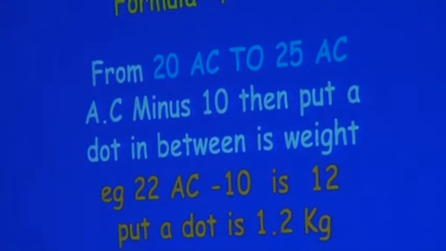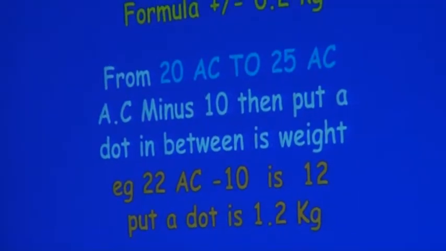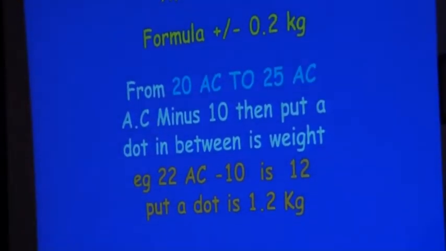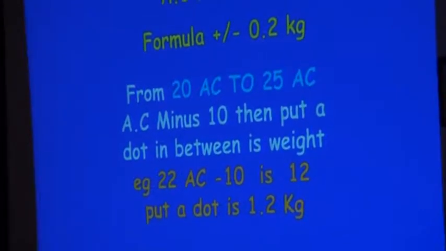The AC weight formula is very simple, from 20 to 25 abdominal circumference. Minus 10, put a dot, becomes the weight of the baby. On the screen you are making the diagnosis. Why are you doing this on the screen? If you took the images and sent the patient out, saying wait, I'll give you the report in the evening, and the patient went away, and there was a discrepancy, you call the patient again, you wasted your time and the patient's time. If you know these formulas on the screen, you can sort the problem right there and then.